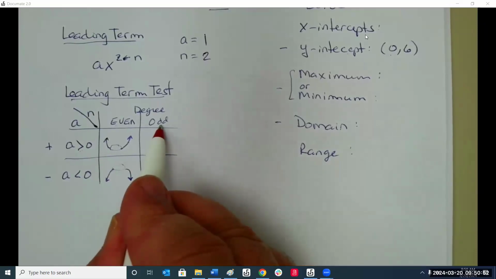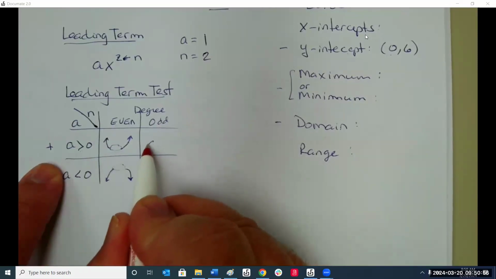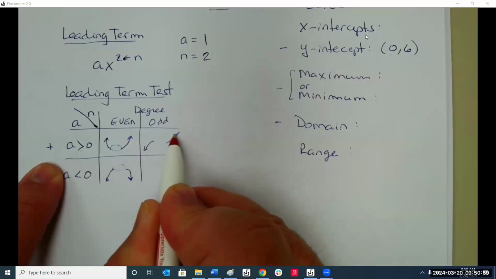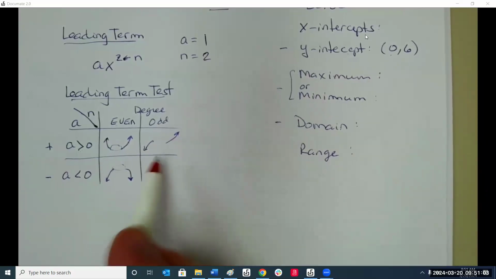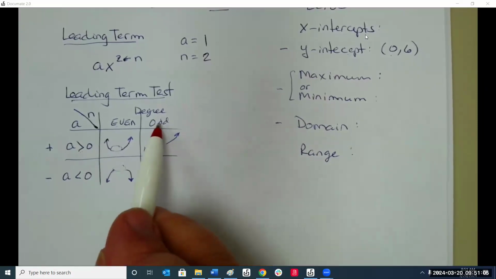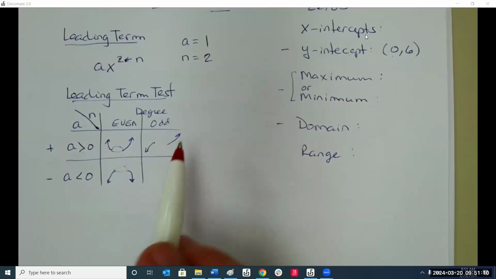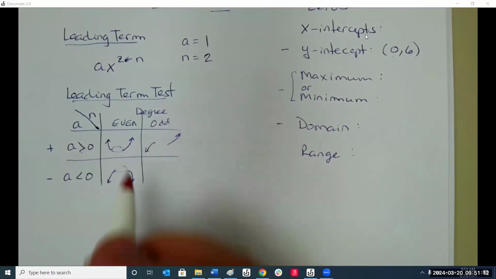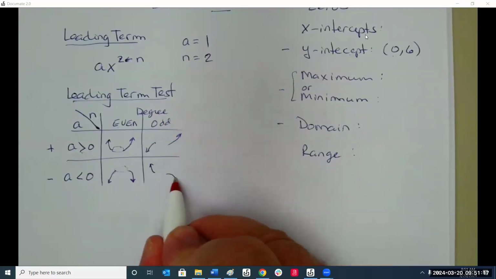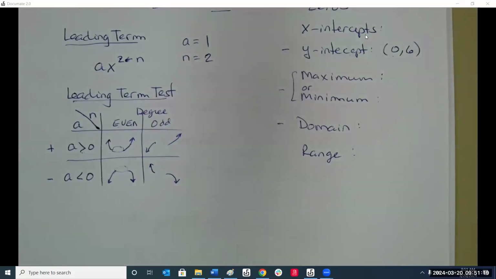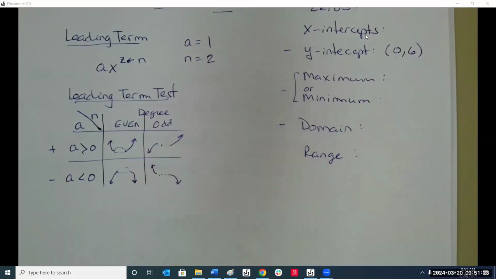If the degree is odd and a is positive, that means as x gets bigger, it goes up, and you go opposite directions. If the degree is odd, they go opposite directions. As x goes to infinity, because it's positive, it goes up. If n is odd and a is negative, it's a decreasing function. Again, we don't know what happens in the middle here.